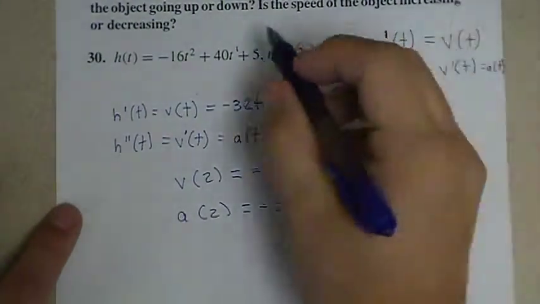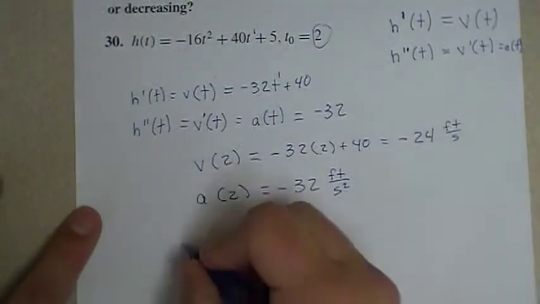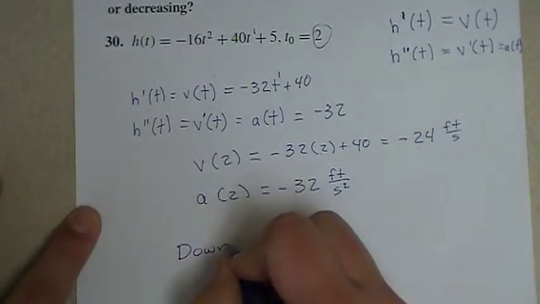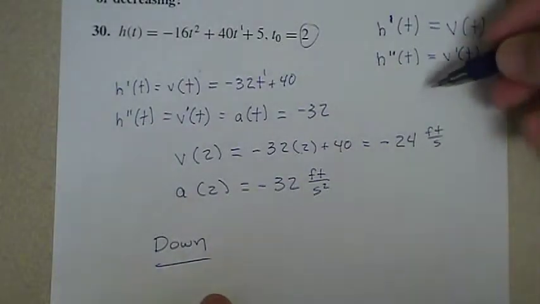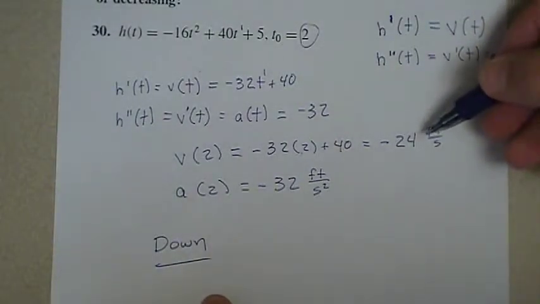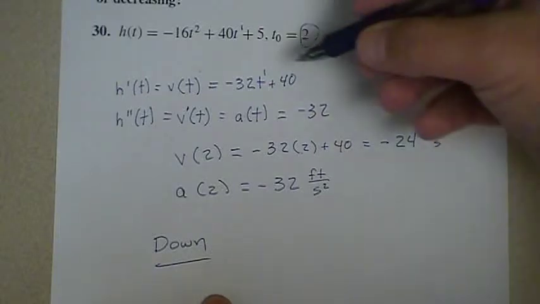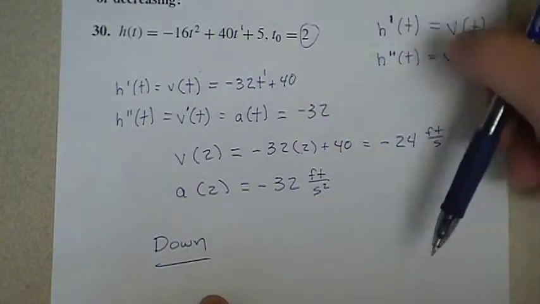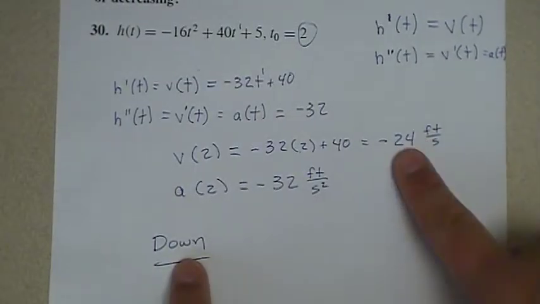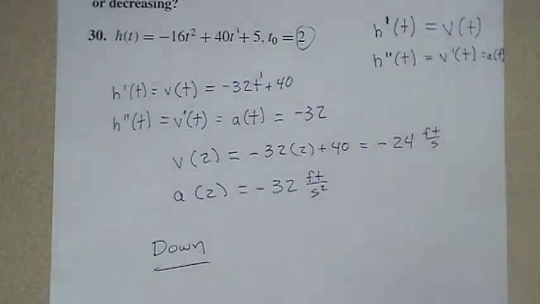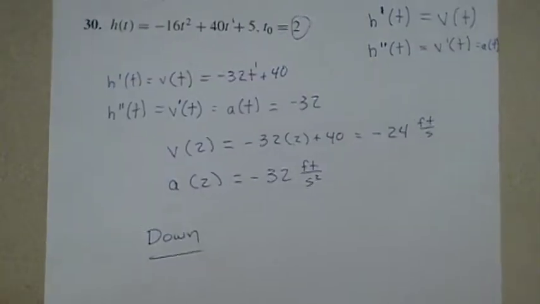The questions were asked, is the object moving up or down? Well, based on what you know from physics, that question should be pretty simple. This object's moving down because this negative velocity indicates that the height is decreasing. The height is getting closer to 0 or closer to ground level. So this object is definitely moving down. Negative velocity indicates that.